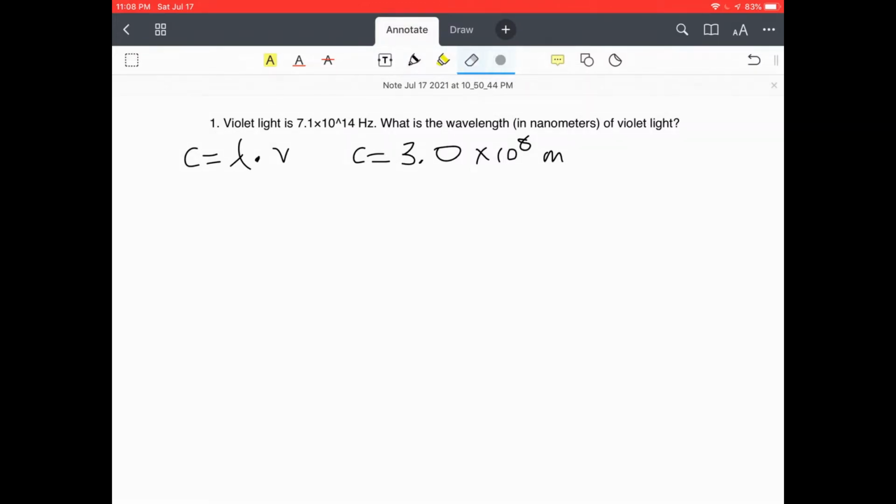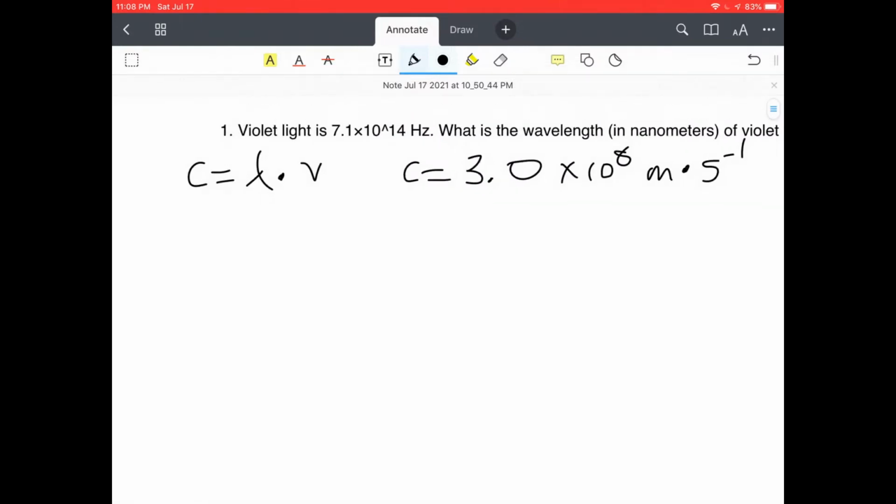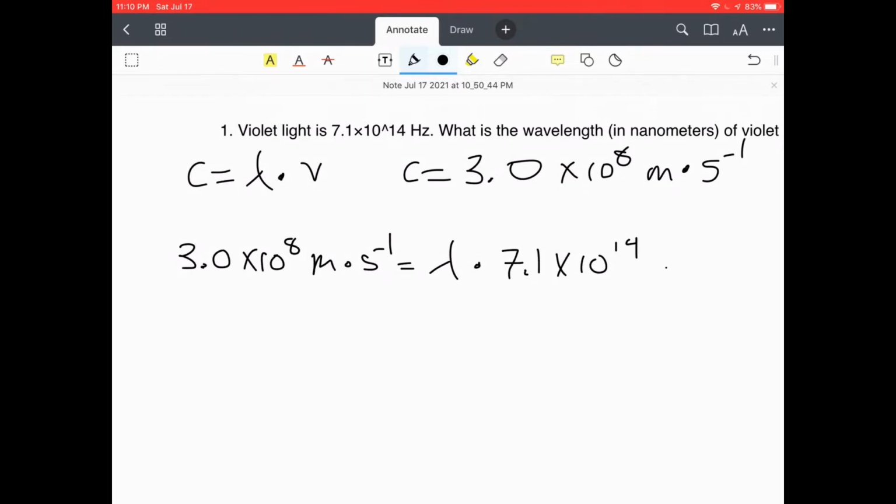Actually, let me write it like this. Meters per second. Great. So now we should just plug in whatever we know into this equation right here. We do know what the speed of light is because I just wrote it down. And so that is 3.0 times 10 to the 8 meters per second. We don't know what the wavelength is, so we're going to leave it like that. But we do know what the frequency is. We know that it is 7.1 times 10 to the 14th hertz, which is also just another way to say per second. So I'm just going to write it like that.